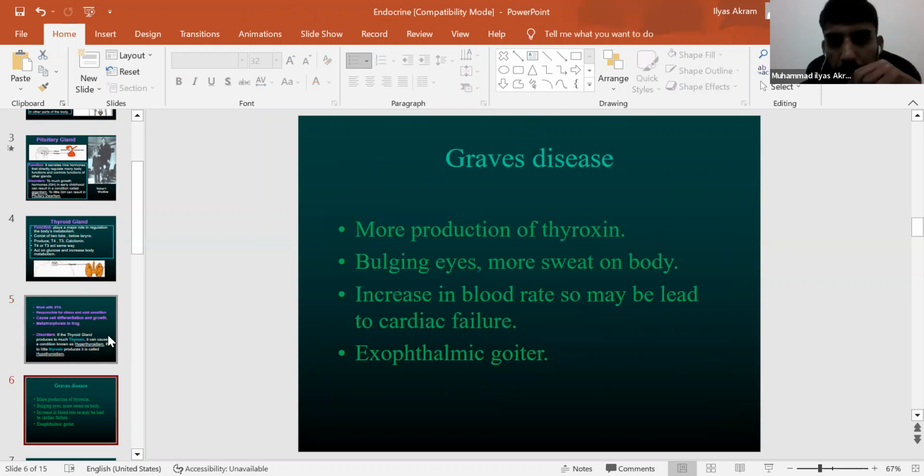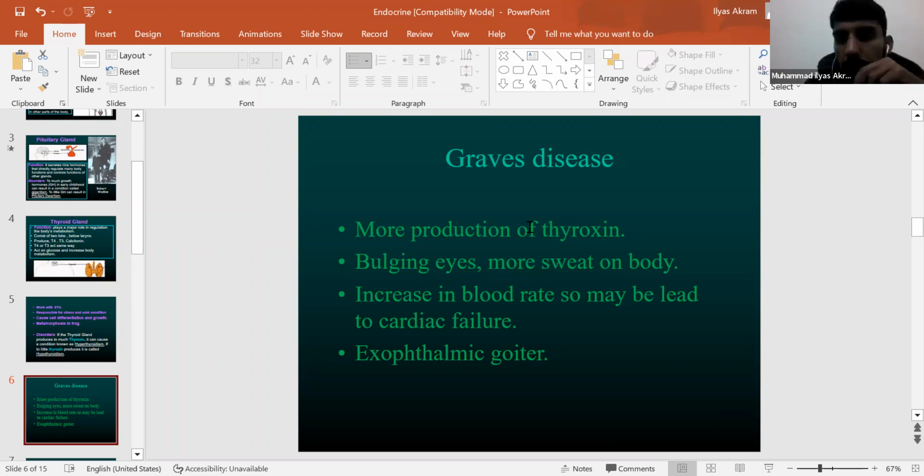Some diseases that are caused by the thyroid gland are here. The first one is Graves' disease. This disease is caused by more production of thyroxine in the body. If we have more production of thyroxine, there will be some symptoms that can be seen easily. One of them is bulging eyes, and there will be more sweat on the body. As we say, this hormone controls our metabolism.